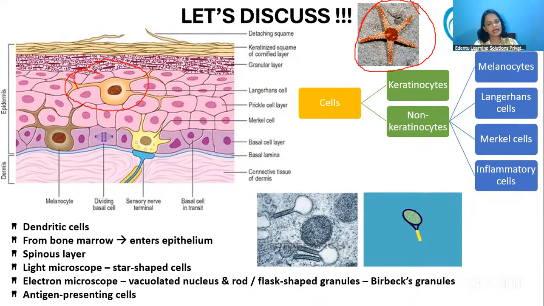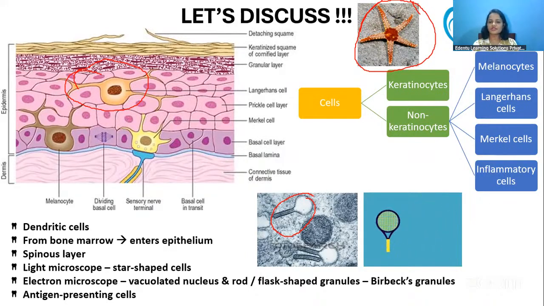But these same Langerhans cells, if you look at them under the electron microscope, will appear something like this. They have a vacuolated nucleus and rod or flask shaped granules, just like tennis racket shaped granules. These tennis racket shaped granules are called Birbeck granules, and they are a typical feature of Langerhans cells.